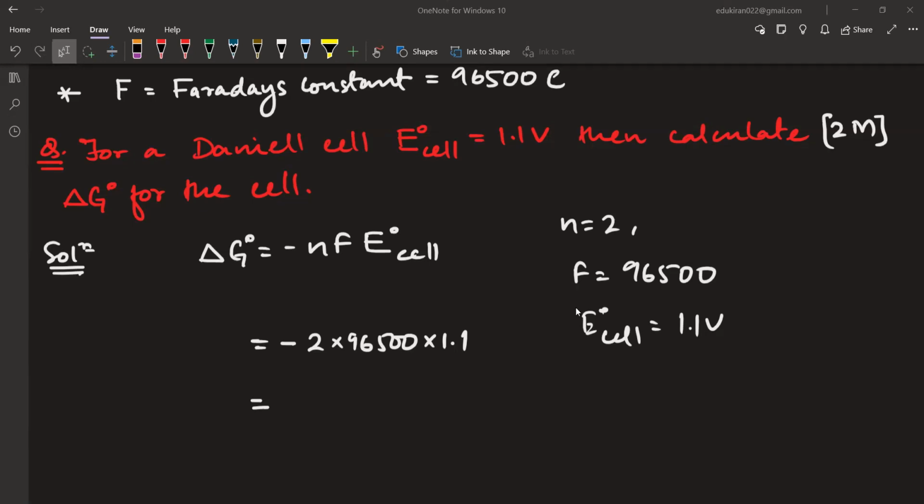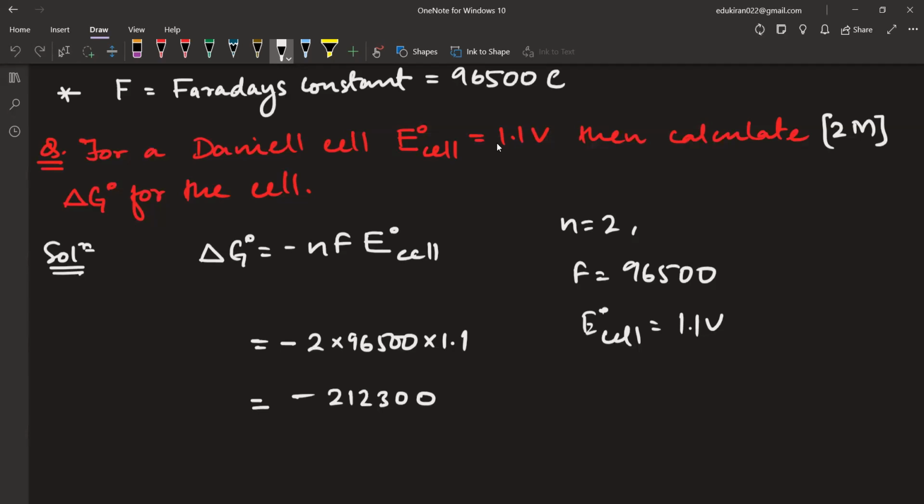Oh my God, why have you written this so confusingly? Yes, just if you had multiplied it simply, then you would have got the answer. It will be minus 212,300. Okay, and please remember the units. Okay, please remember the units.